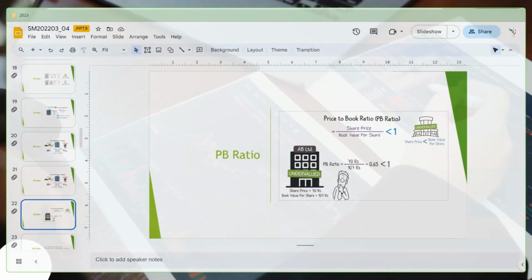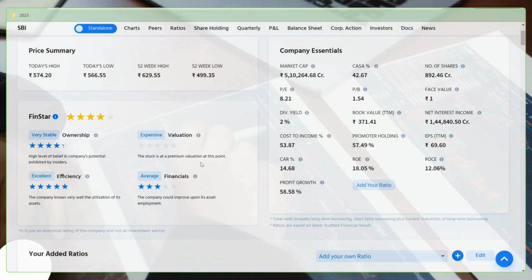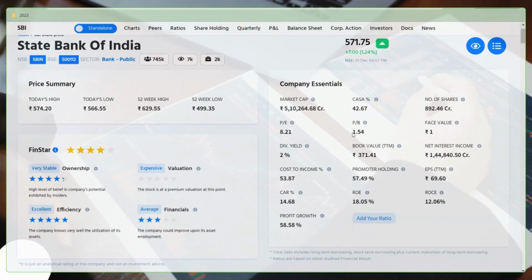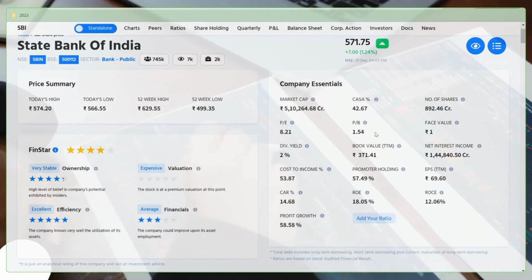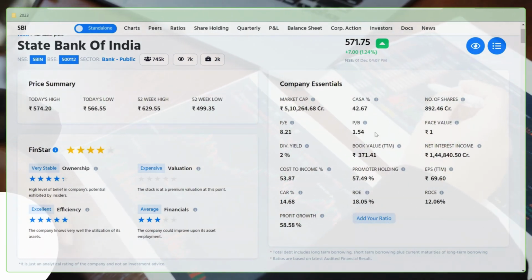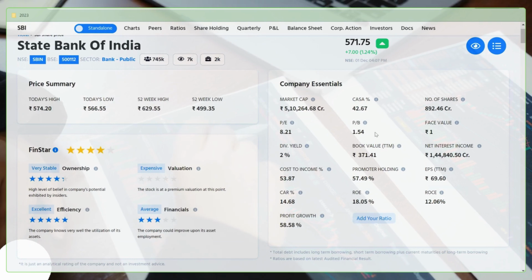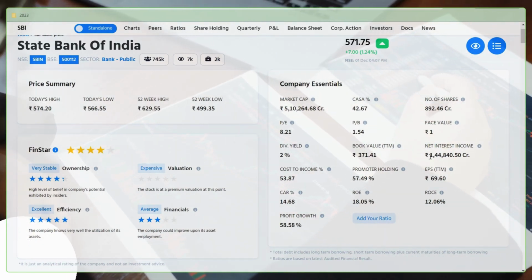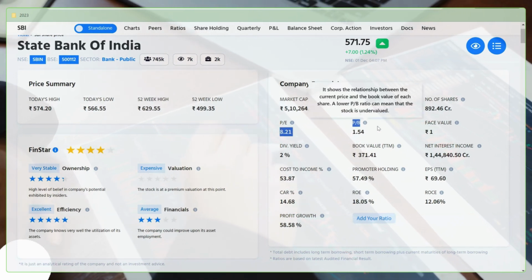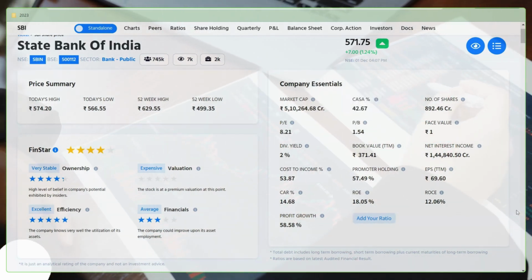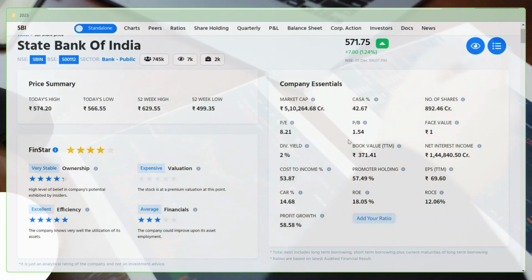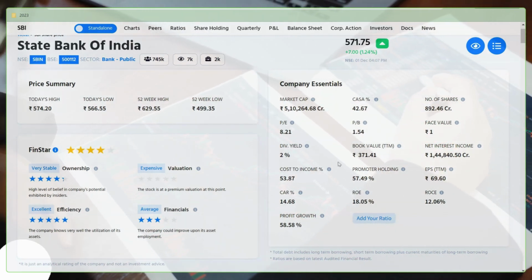If you see the PB ratio of the company we have taken, State Bank, PB ratio, price to book value, is 1.4. So SBI is right now trading a little bit more than its actual value. They have not mentioned the PE ratio, they have mentioned the PB ratio, price to book value. State Bank of India is trading a little bit higher than its actual value.